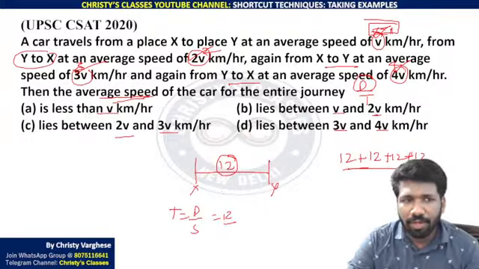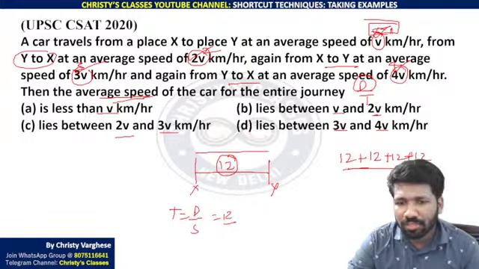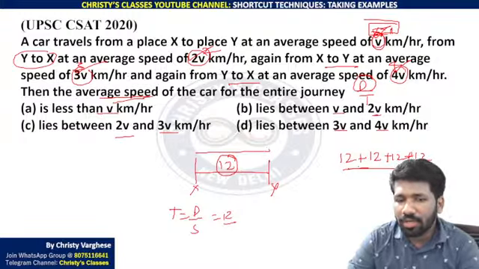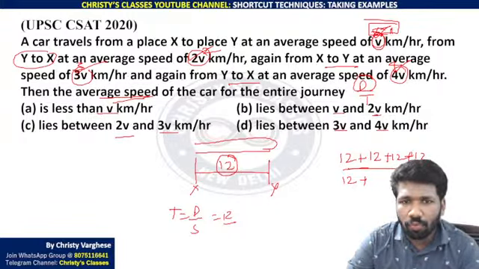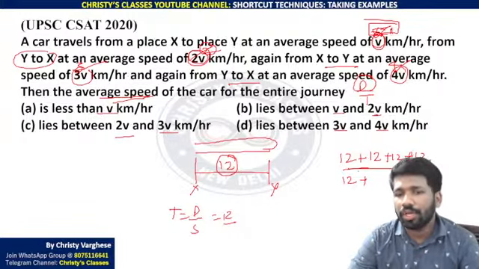First speed, x to y travel. First movement x to y. What was the speed? 1v, we have taken 1. So 12 by 1, that is 12 itself. Second, y to x, what happened? 2v. We have taken 2 into 1.